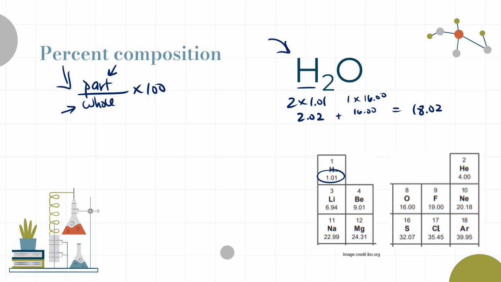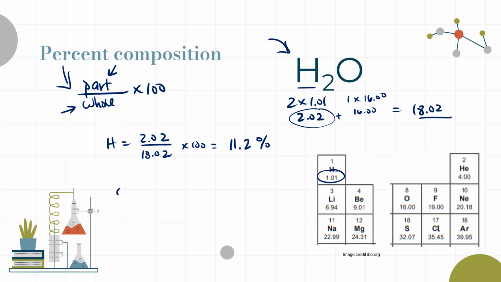So if I take the part that's just hydrogen divided by the whole mass of water, multiply by 100, this is going to give me the percent composition of hydrogen in water, and 2.02 divided by 18.02 times 100 gives us 11.2%. 11.2% of the mass of water is composed of hydrogen.